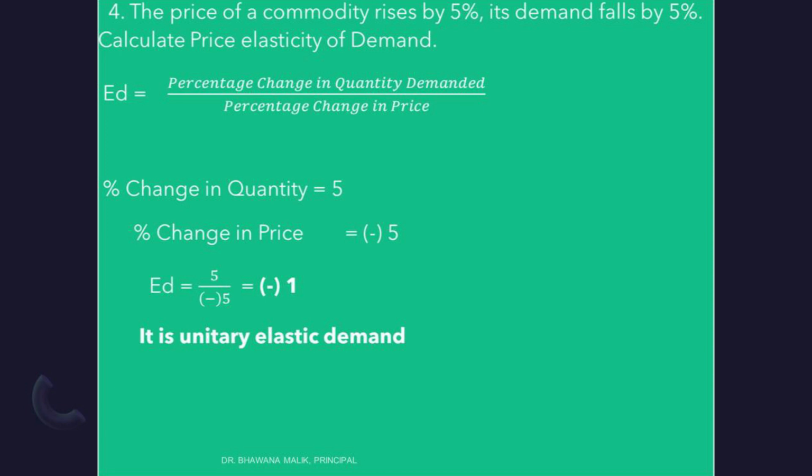Moving ahead, the price of a commodity rises by 5%, its demand falls by 5%. Calculate price elasticity of demand. As you can see, the change in quantity is equal to the change in price, that is both of them are 5 over here. However, one is rising and one is falling, so definitely they will have a negative relation. So ED will be 5 divided by minus 5, which gives you minus 1. Since ED of 1 indicates unitary elastic demand, thus it is unitary elastic demand.